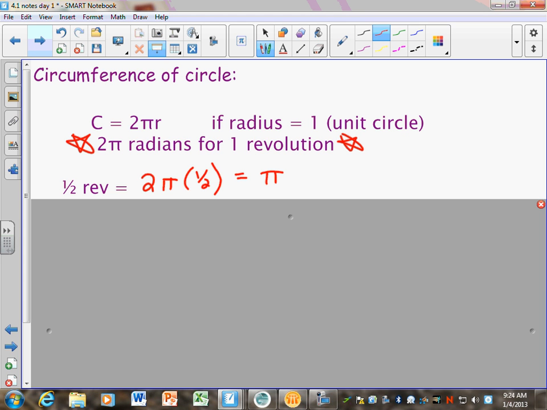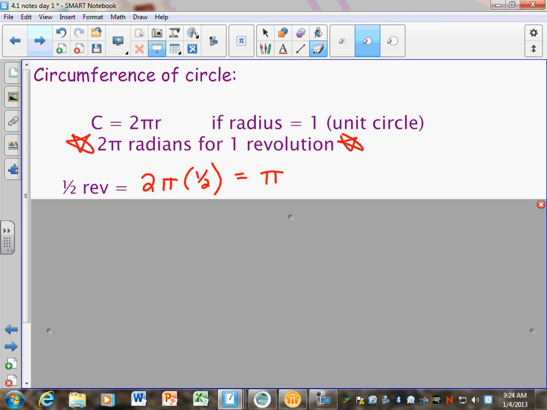You don't have to put radians next to this, because if it was degrees, how do we write degrees? How do you know it's in degrees? You have the little degree symbol, right? Like 45 degrees. If it doesn't have a degree symbol, then it's in radians, and that's something that you need to get used to as well.